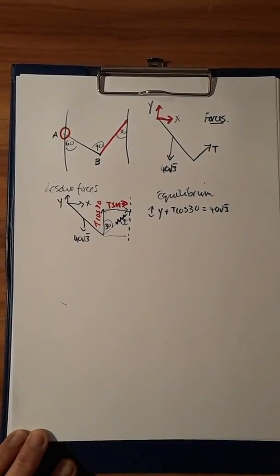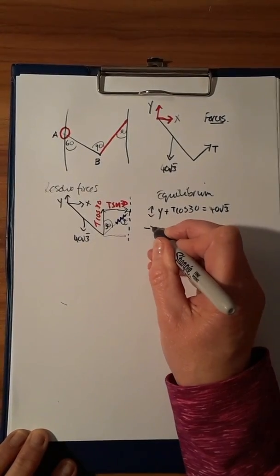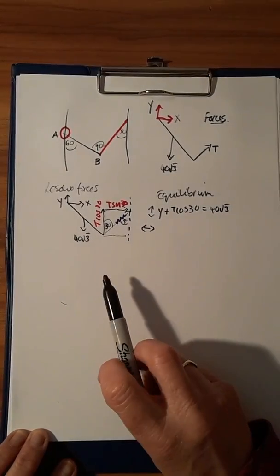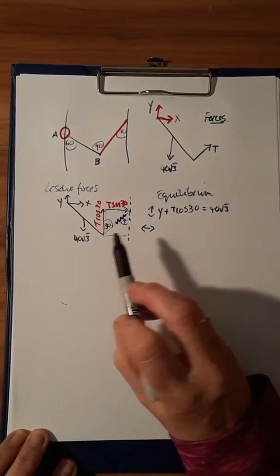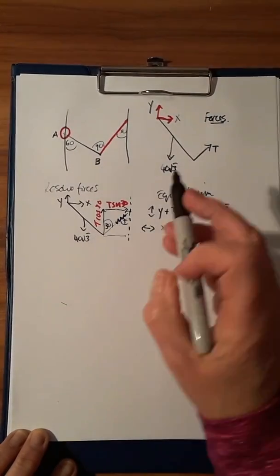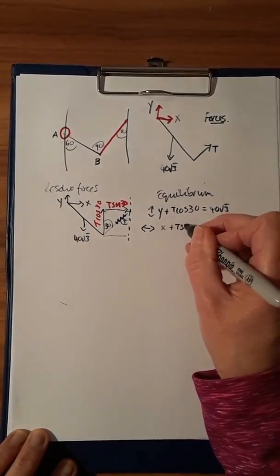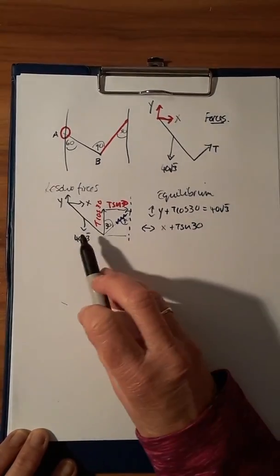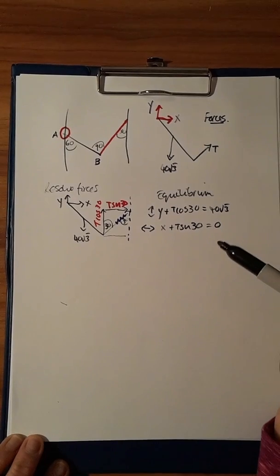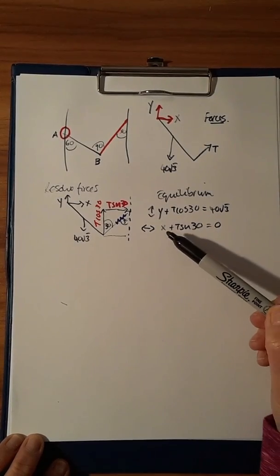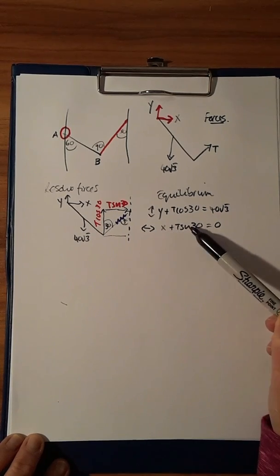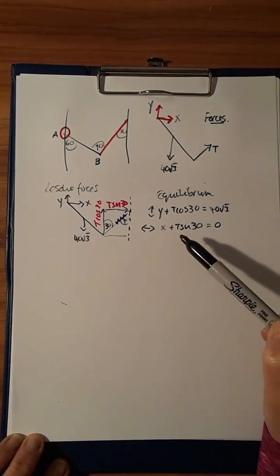So that's one equation. Now, the horizontal resolving results in the left equals the right. So I've got a left, which is x, and I've got another left plus T sine 30. There isn't any right forces, and that's going to be equal to 0. So at this stage now I can see that if I brought that T sine 30 over, this would become x equals minus T sine 30.